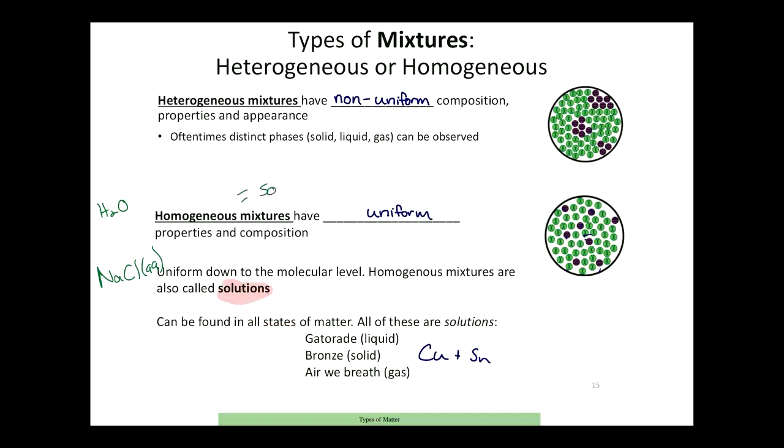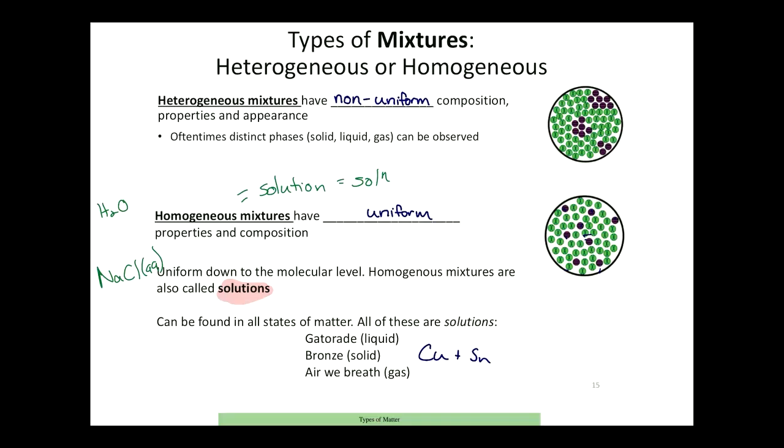All right, solutions. Oftentimes I will abbreviate solution like this. So if you see me write this, SLN with an N as an exponent for some reason, that means solution. I don't know why I do that. Homogeneous mixture and solution, they're synonyms for one another. But this is what commonly happens.